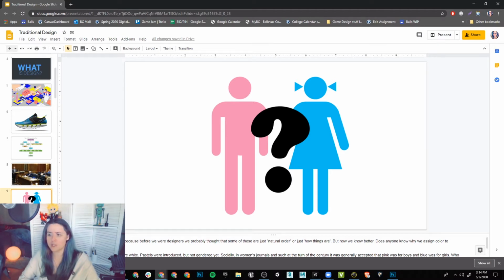And these ones are a little bit tricky because before we were designers, we probably thought that these were just the natural order or the way things are. Because culturally, we sort of start to lean into things representing symbols and colors, giving meaning and giving other order. So informal rules are the idea that blue represents boy and pink represents girl and genders for babies.